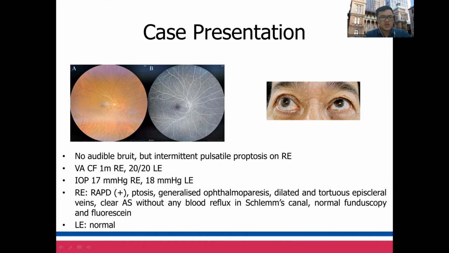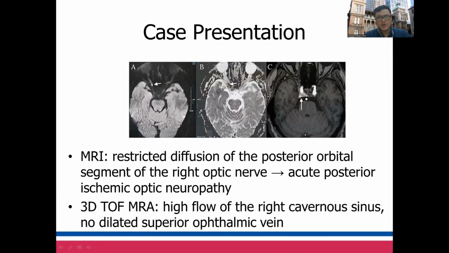On examination, we found that the anterior segment was clear without any blood reflux in the Schlemm canal, and we found no abnormality in the fundoscopy and fluorescein angiography. In the left eye, the patient was normal. The patient was sent to the radiology department for further assessment.